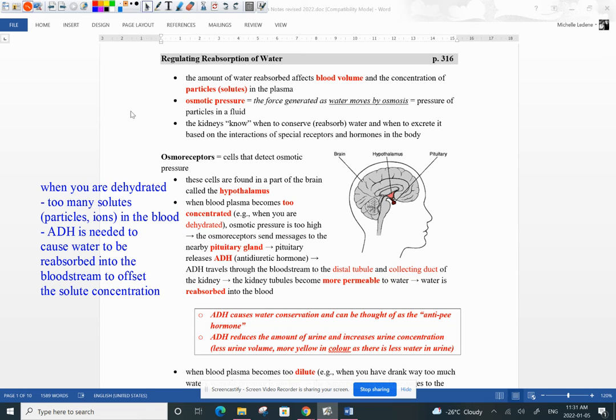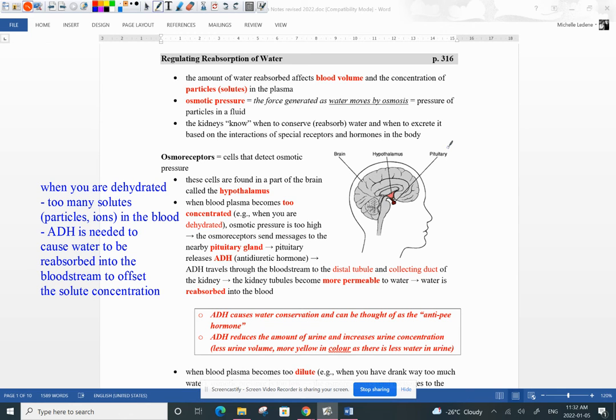So when we talk about osmoregulation, we actually have cells in our brain, in a special part of the brain called the hypothalamus, that is going to determine if our blood has got too many particles, too many solutes, so you're dehydrated. In other words, there's too many salt particles, ions, too much sodium, too much chloride. You're dehydrated. You're not drinking enough water. So there's less water and more particles. And so if that's the case, then it sends a message to this little gland that just hangs right off it called the pituitary gland.